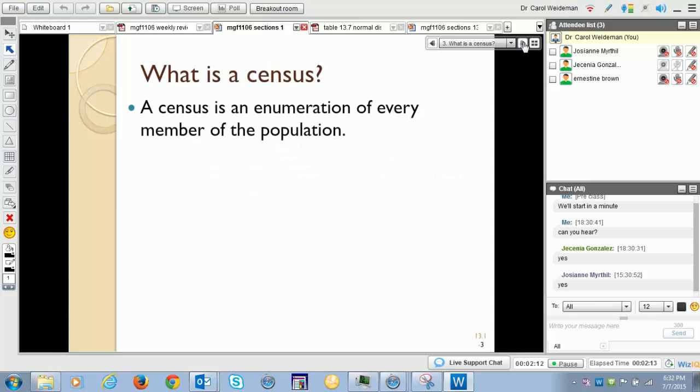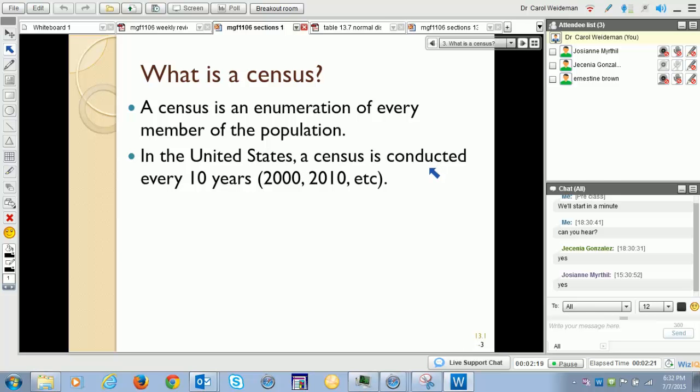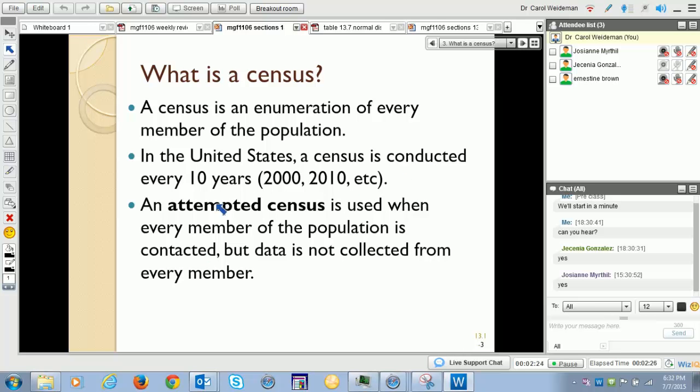Okay, what about a census? Census is where we count everybody. And in the United States, we do a census every 10 years. And the last one was done in 2010. And sometimes we do what's called an attempted census, when we try to contact everybody, but we don't get data from everybody. Right now in this class, we're doing the student survey of instruction, and that's actually done as an attempted census because we try to get all students to answer. But a lot of times we don't get responses from everybody. That would be called an attempted census. But a true census is where we measure every person in the population.